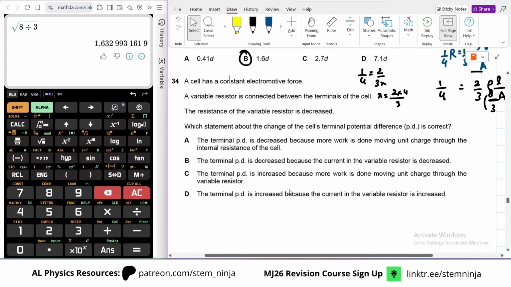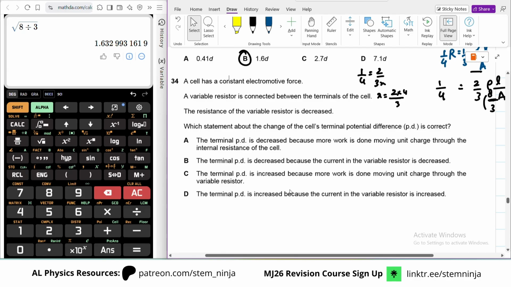A cell has a constant electromotive force. A variable resistor is connected between the terminals of the cell. The resistance of the variable resistor is decreased. Which statement about the change of the cell's terminal potential difference is correct? The terminal PD is decreased because more work is done in moving a unit charge through the internal resistance of the cell.